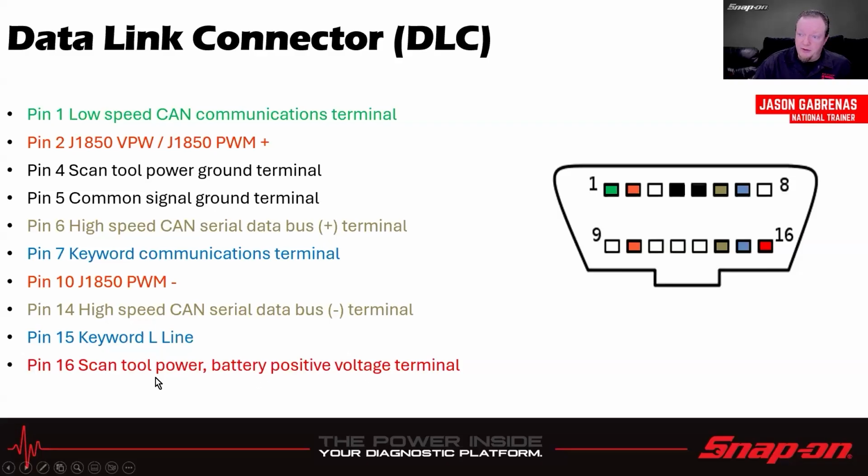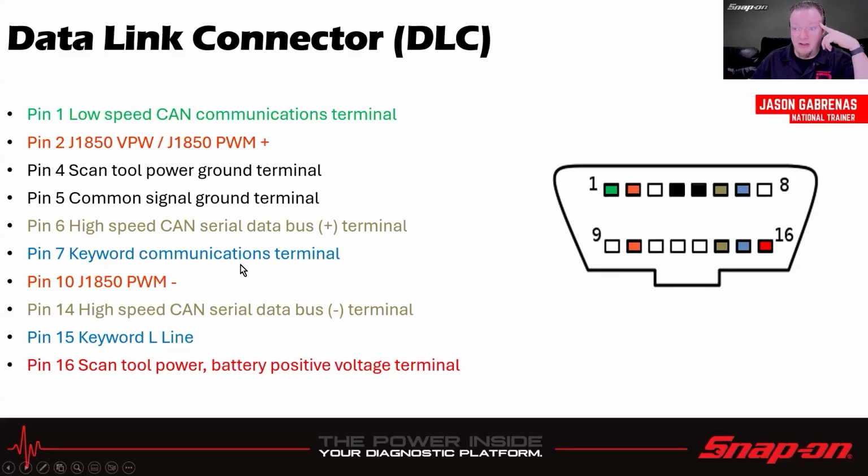So you know if you don't have power at pin 16, you might have a problem with the fuse or somewhere in the wiring, somewhere like that. Pin 6 and 14 is going to be your CAN bus, your main CAN bus. There can be multiple medium-speed CAN and low-speed CAN and other CAN bus communication pins on other pins. But the main engine, transmission, body, all that'll be on pin 6 and 14.